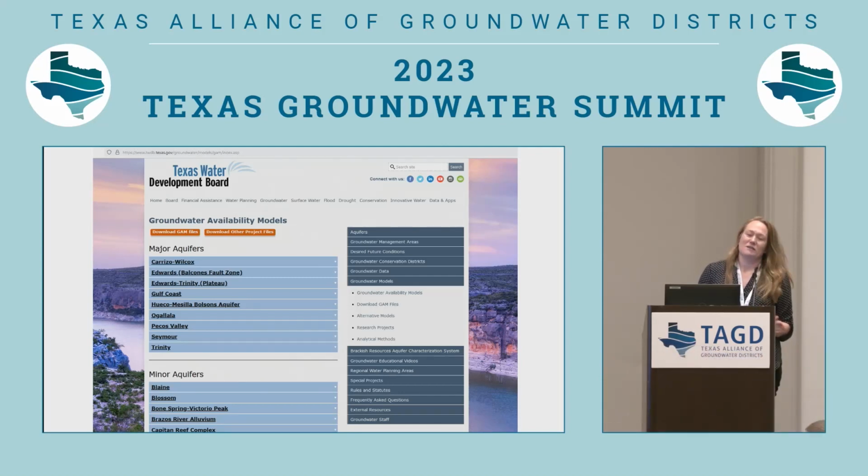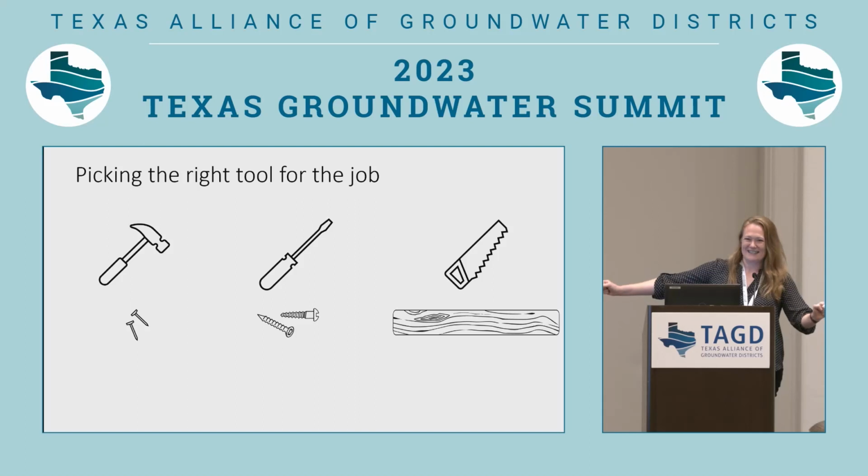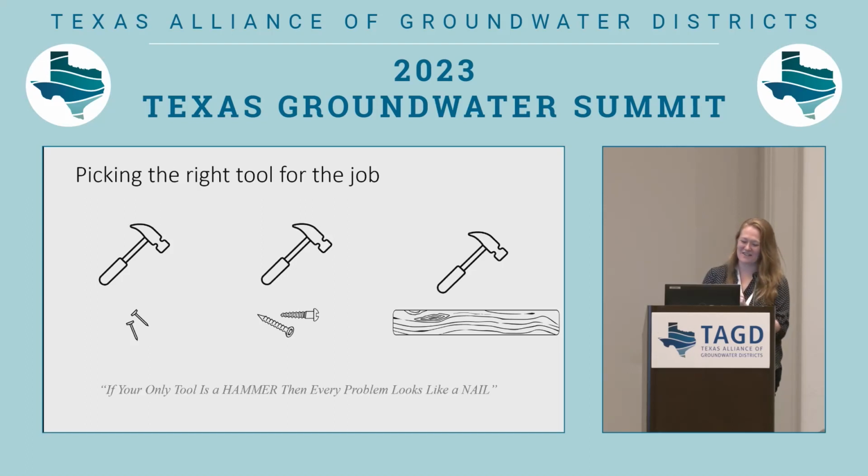So since modeling puts everyone to sleep, I'm not going to talk about models, I'm going to talk about tools. Right? So bear with me, I'm only slightly crazy. So we all know tools are specific to the jobs that we need to do. In this conceptualization today, I'm going to talk about our regional groundwater models as hammers. And the reason I thought of this was because of the saying, if your only tool is a hammer, then every problem looks like a nail.